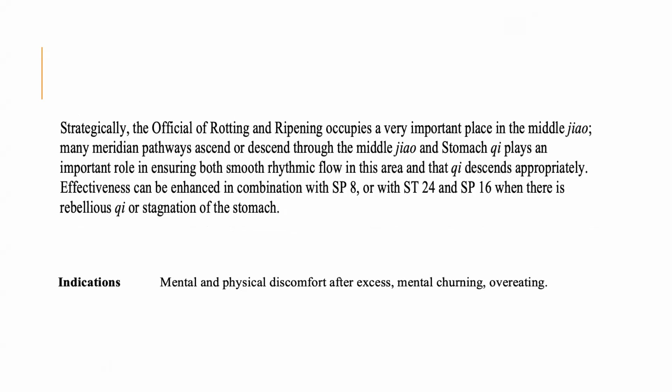Strategically, the official of rotting and ripening occupies a very important place in the middle jiao. Many meridian pathways ascend or descend through the middle jiao, and stomach chi plays an important role in ensuring both smooth rhythmic flow in the area and that the chi descends appropriately. Effectiveness can be enhanced in combination with spleen 8, or with stomach 24 and spleen 16 when there is rebellious chi or stagnation of the stomach. Indications: mental and physical discomfort after excess, mental churning, and overeating.